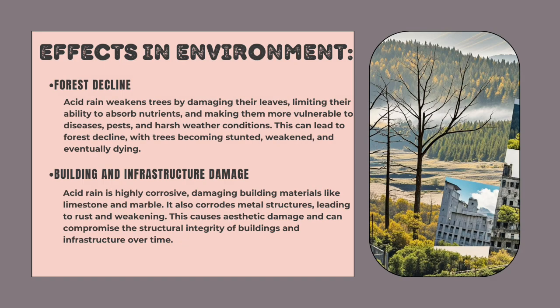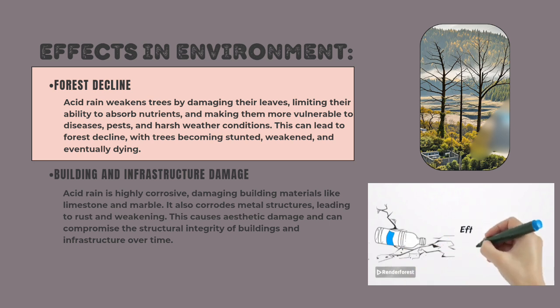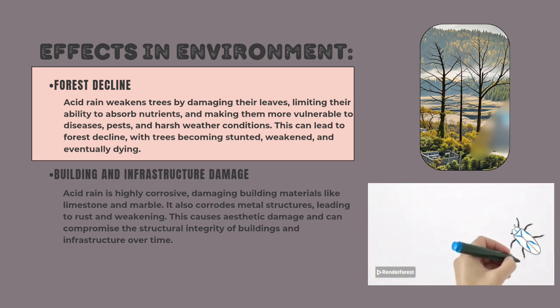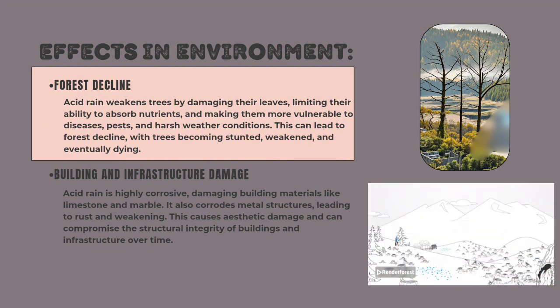Another effect in the environment. Forest decline. Acid rain weakens trees by damaging their leaves, limiting their ability to absorb nutrients, and making them more vulnerable to diseases, pests, and harsh weather conditions. This can lead to forest decline, with trees becoming stunted, weakened, and eventually dying.